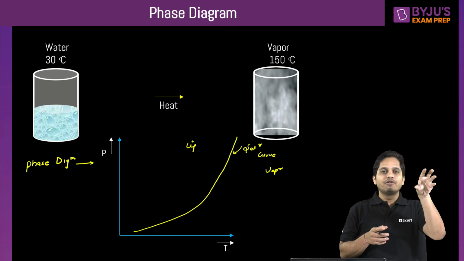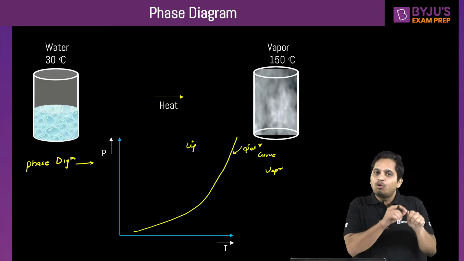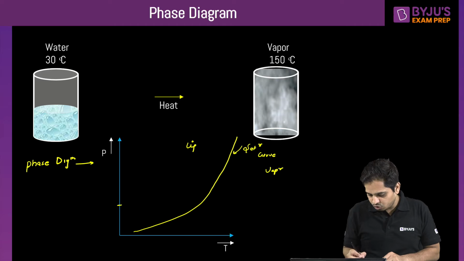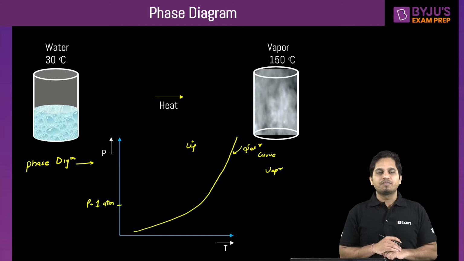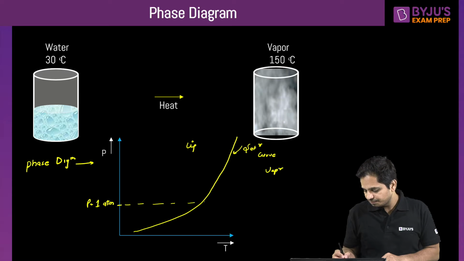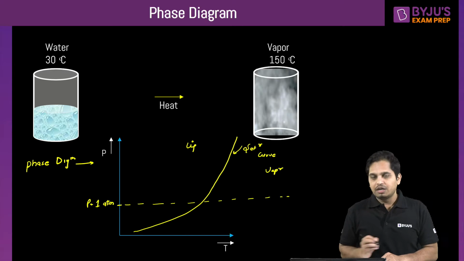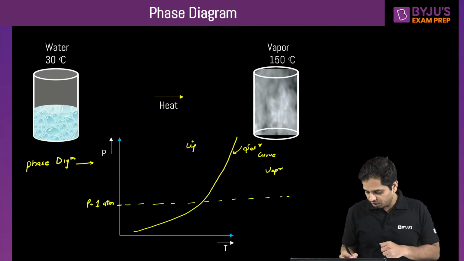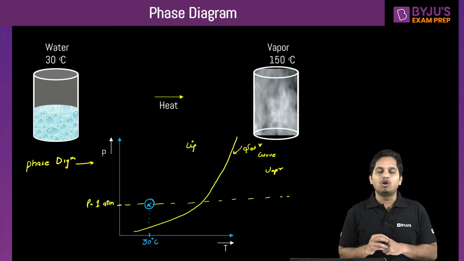So what do we have? We have water at atmospheric pressure. Now pressure remains constant, right? So first of all, atmospheric pressure, let me mark. So here P is equal to 1 atmosphere. So when pressure is constant, let me extend this as a horizontal line. Now what do I have? I have water at 30 degrees Celsius. Okay, so let's say this is 30 degrees Celsius, and if I extend this line, this is my state of system.